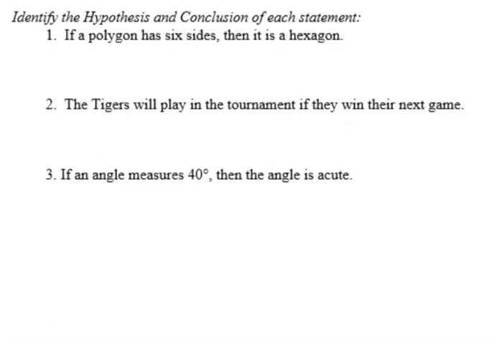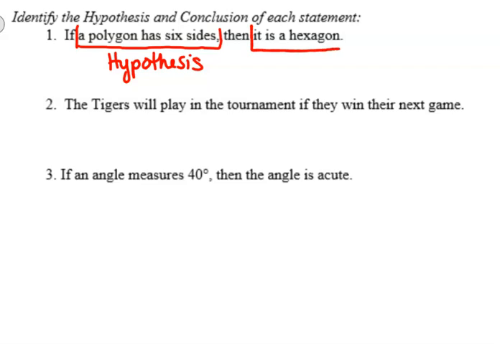It asks you to identify the hypothesis and conclusion of each statement. If a polygon has 6 sides, then it is a hexagon. So if we do not include the words if or then, I'm going to break off the word if. A polygon has 6 sides. This is my hypothesis, right? Well, you can write it all out or you can abbreviate. Then it is a hexagon. This is your conclusion. Okay, so notice we cut off the words if and then. They're not included.